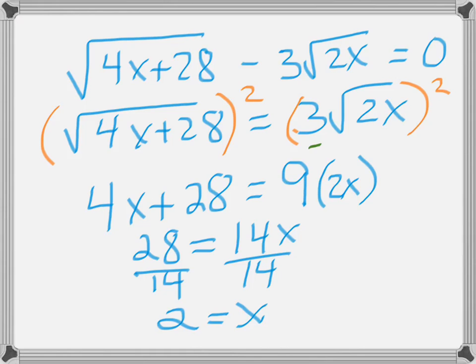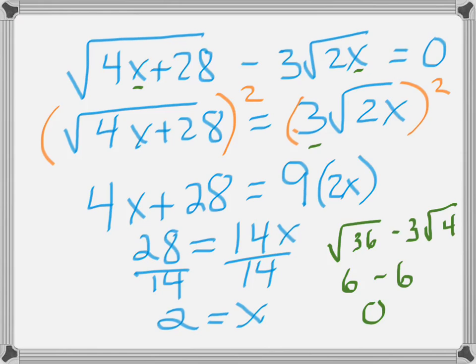All right, so now we have to take that 2 and plug it into our initial equation to make sure that it works. So we take 2 and plug it in for x here and x up here. And so we have the square root of 36, because 4 times 2 is 8, plus 28 is 36, minus, and then we plug it into the second radical, and we're going to get 3 times the square root of 4. So that's going to be 6 minus 6, which is 0, which verifies the answer of 0 in the initial equation.